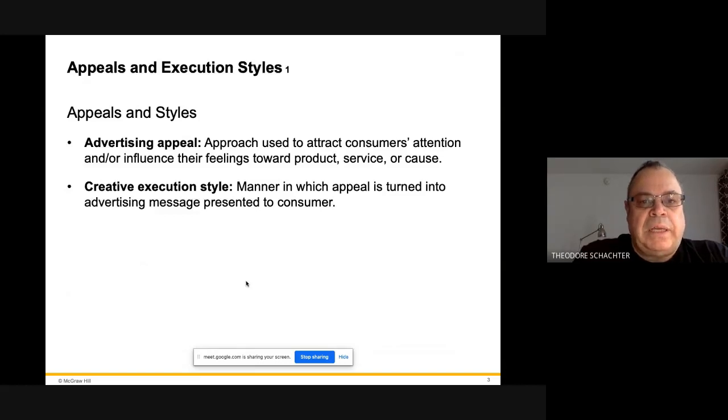How are we going to be funny? How are we going to be romantic? How are we going to show in very quick and attention grabbing ways information like gotta brush your teeth, or no vaping because it's bad for you, or don't drink and drive, things like that, or for whatever brand you're following. So the creative execution is how we're going to turn the appeal into a message that captures the consumers.